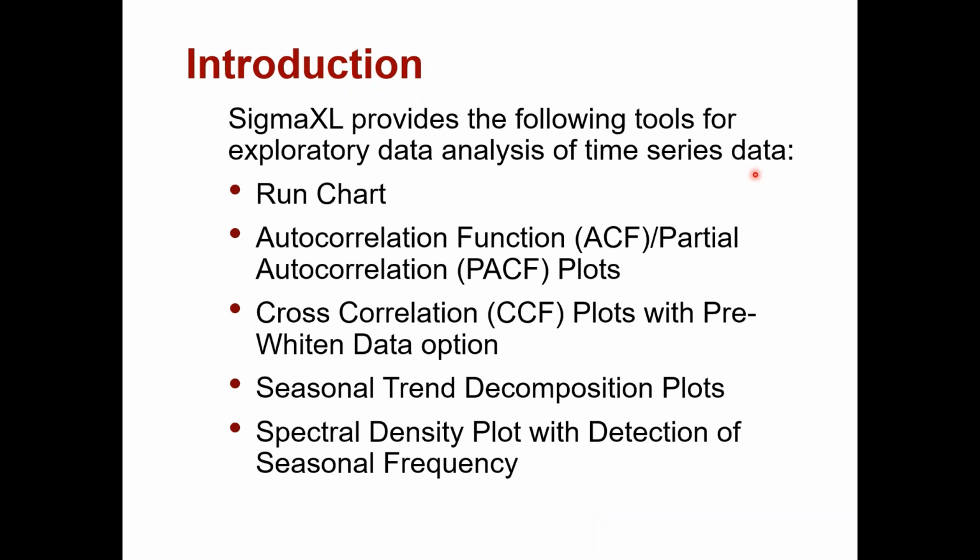The tools that SigmaXL provides include a run chart. These are the new tools in SigmaXL version 9. Run chart, autocorrelation function plot, we'll talk more about that in a moment, partial autocorrelation plots, cross correlation, seasonal trend decomposition, and spectral density plot. Of these, we're going to cover all of them except for the cross correlation plot. If there's anything that I don't cover in this webinar, just refer to the workbook, and we have detailed tutorials and explanations on the tools. Just for the time limitation, we can't cover everything today.